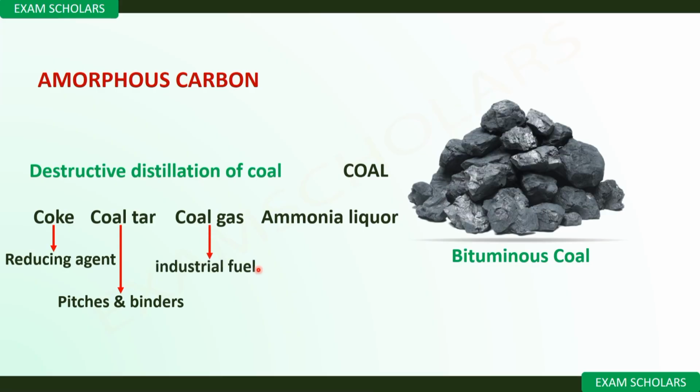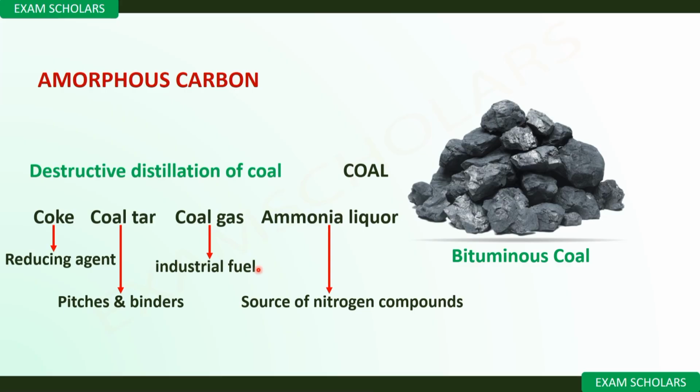Then we have coal gas. Now coal gas can be used as industrial fuel. We have a lot of gases inside coal gas. So coal gas can be used as industrial fuel. Then we have ammonia liquor. Now ammonia liquor can serve as a source of nitrogen compounds which can be used to make fertilizers. So ammonia liquor is very rich in nitrogen compounds and it can be used for making fertilizer.